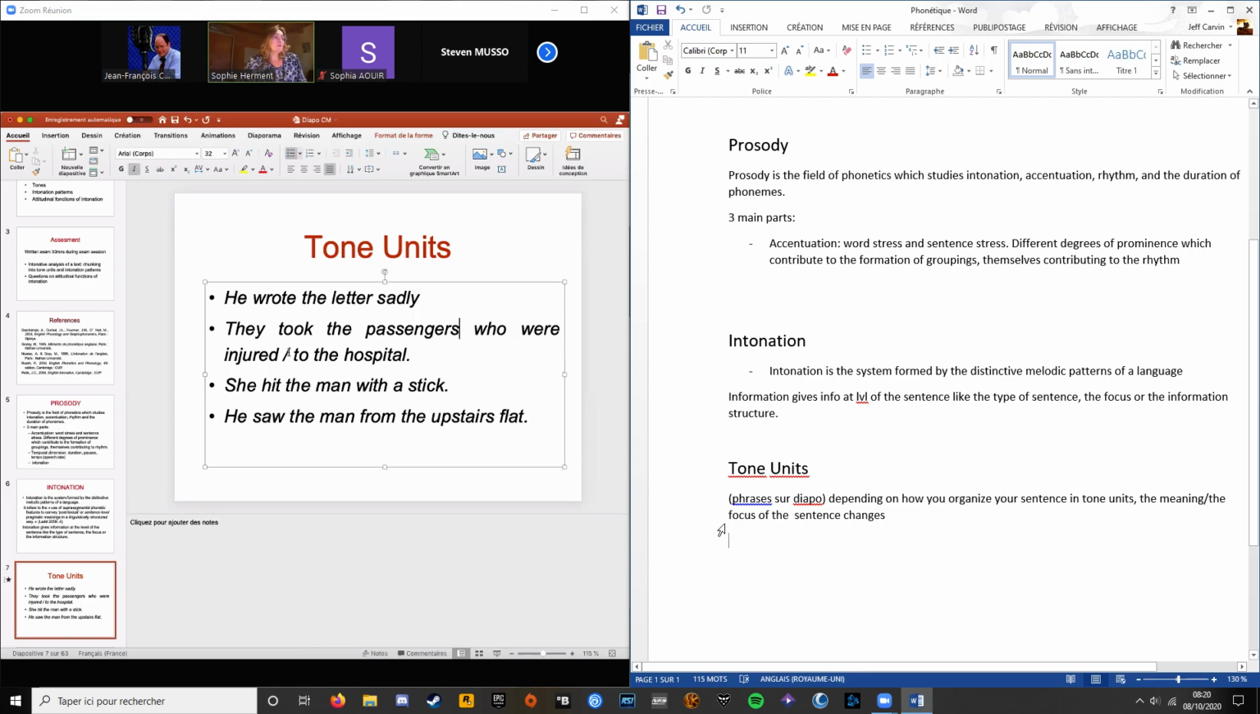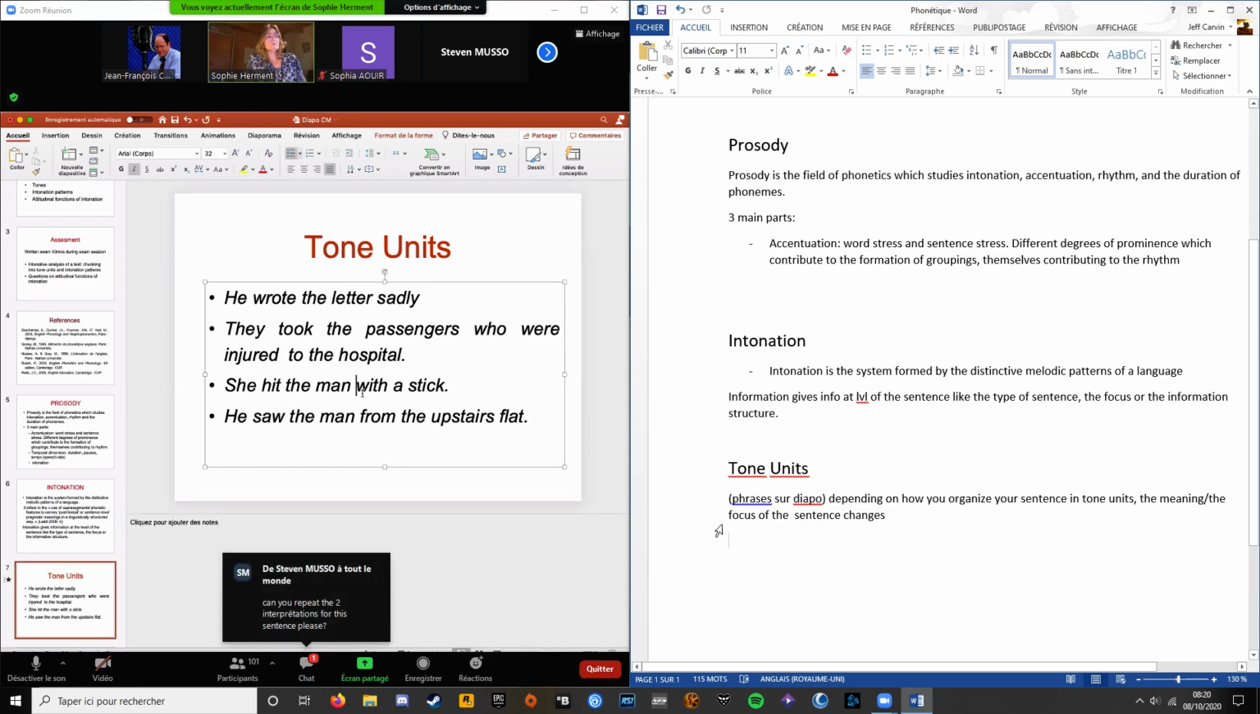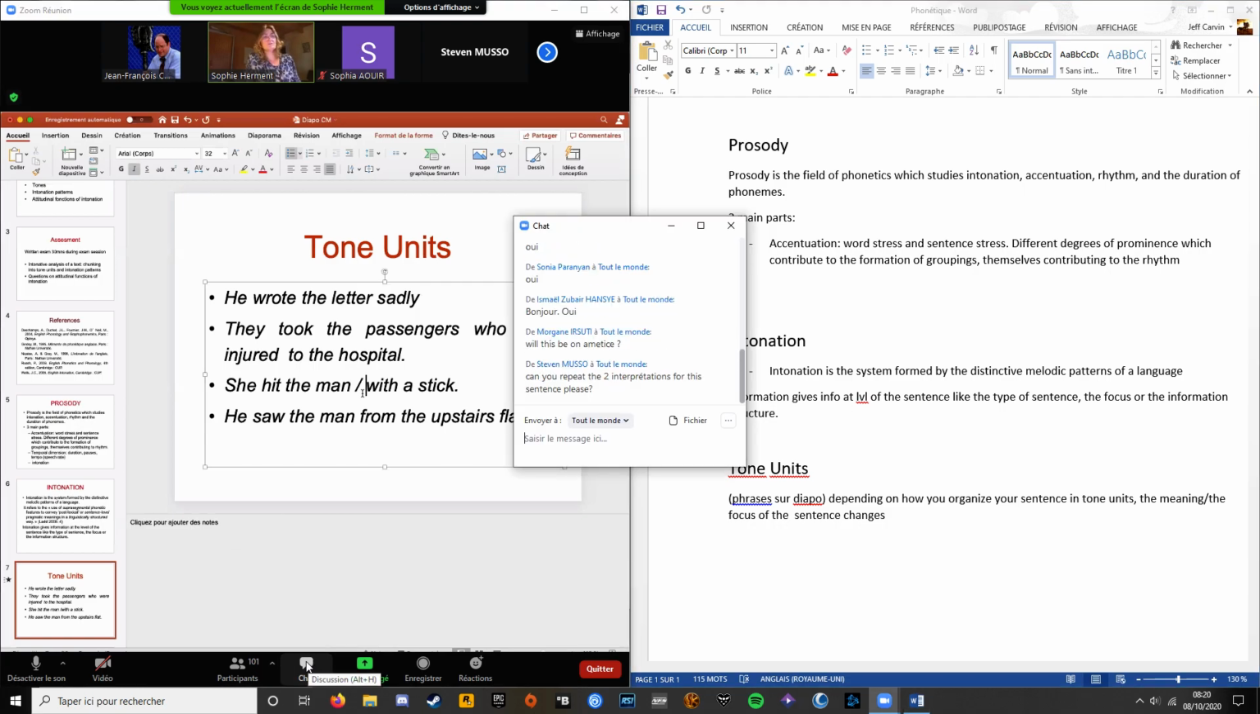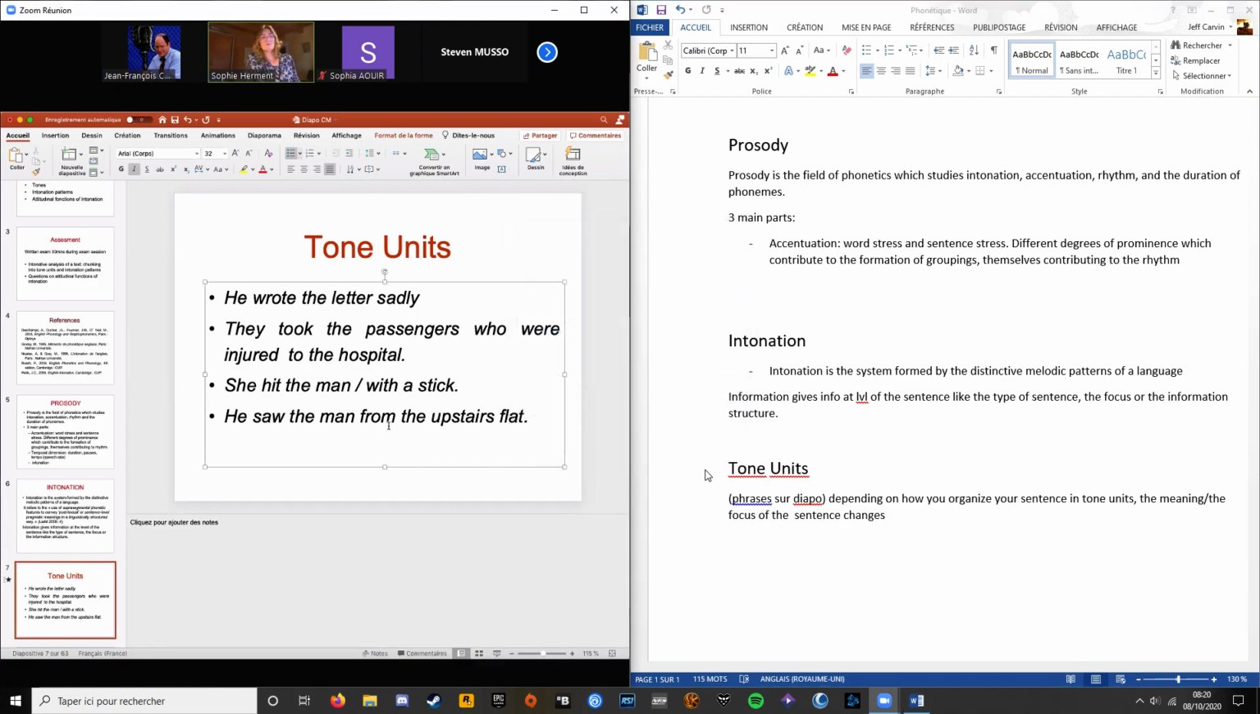Now, the third one, it's the same principle. You can either say, she hit the man with a stick. Okay, someone is asking me to repeat the two interpretations for the second sentence, I suppose.